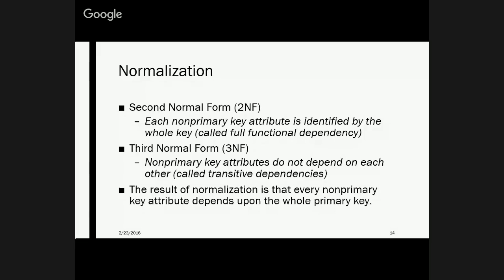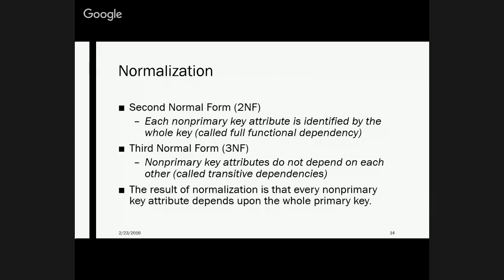So here they're saying every non-primary key attribute depends on the whole primary key. So it's looking at that same idea from reverse. Our other definition is saying that the determinant has to be a candidate key. This is saying if it's not, it has to be dependent on the key. So it's the same idea, just in reverse.